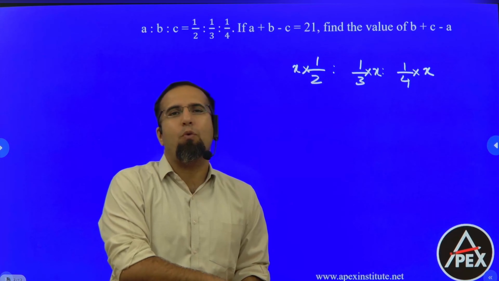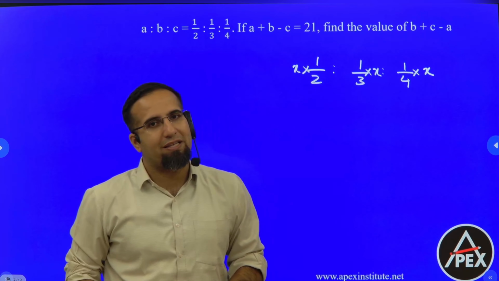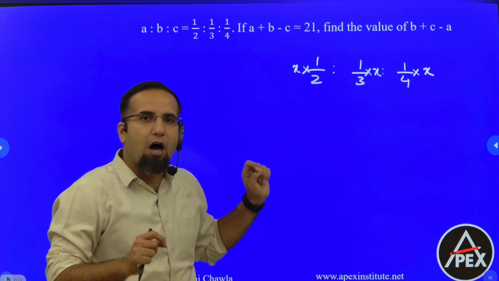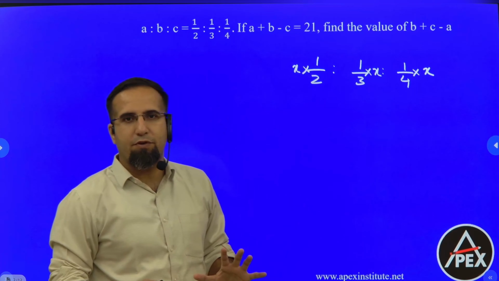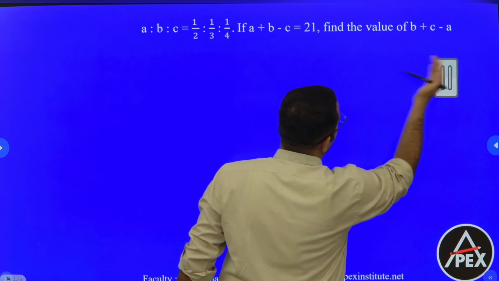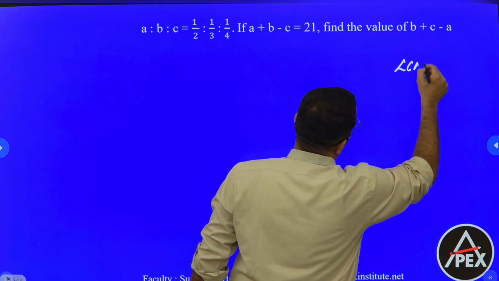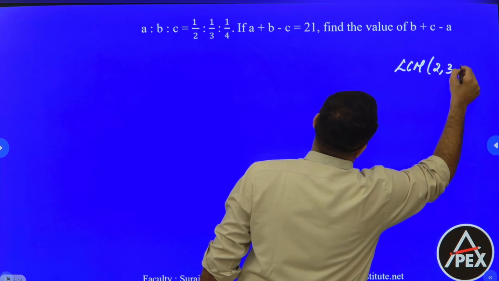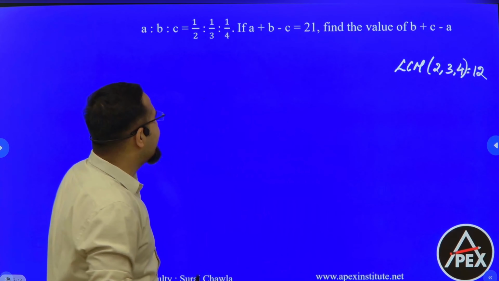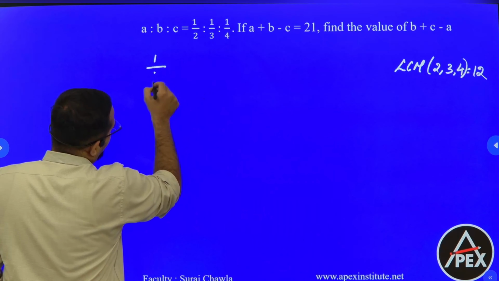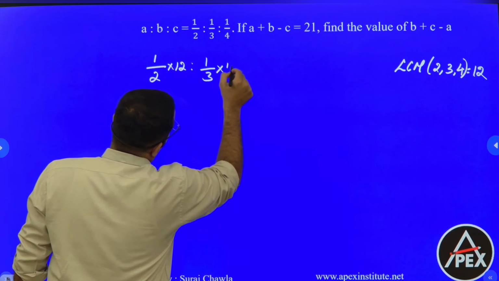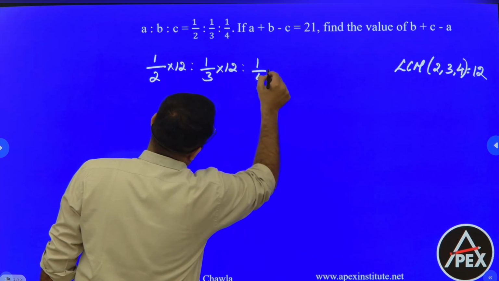If we want to avoid fractions, then we have to cancel the denominators. So therefore, whenever you are given a ratio in the form of fractions, our first job is to take the LCM of denominators. So what is the LCM of 2, 3 and 4? The LCM of 2, 3 and 4 becomes 12. I repeat, our first job is to take the LCM of denominators, which will become how much? 12. Clear? And once we get the LCM, then our job is to multiply the same number with each term of the ratio to ensure that the ratio does not change.